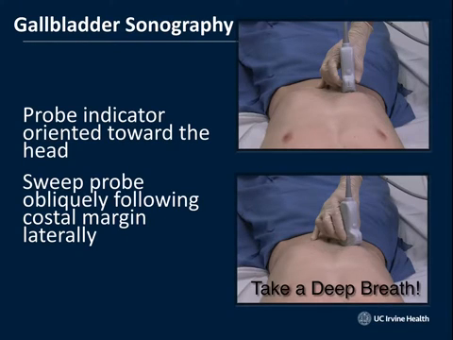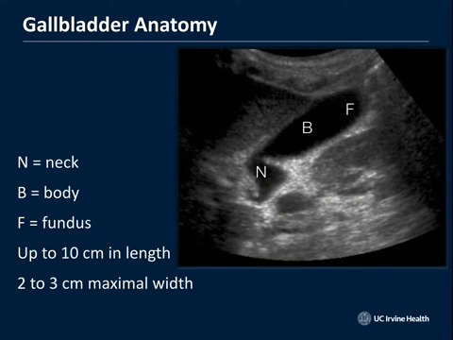Okay, now we're going to talk about the gallbladder. The trick to the gallbladder is to have the patient take a deep breath and to roll the patient on their side. If you roll the patient left lateral decubitus, you get a much better view of the gallbladder because the duodenum and loops of bowel along here fall out of the way.